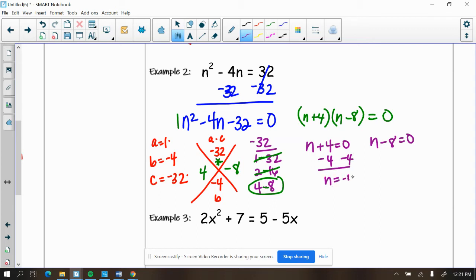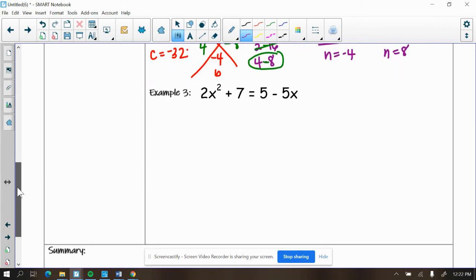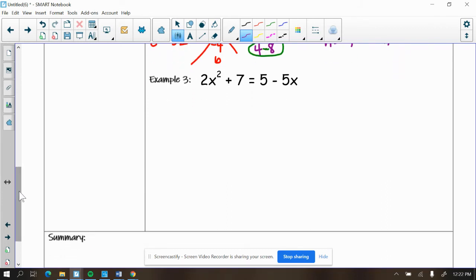n equals -4 plus 8 plus 8, n equals 8. So there's my two answers for those. Okay, so again, just to recap, we need to make sure we're getting the right side of our equation to be 0. Let's take a look at this last one because there's a lot going on in this one here.